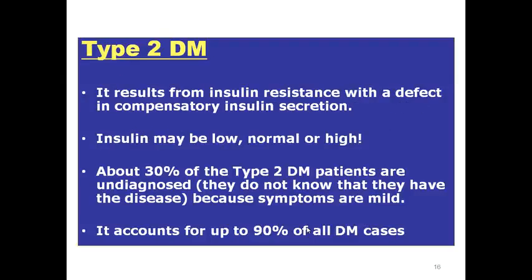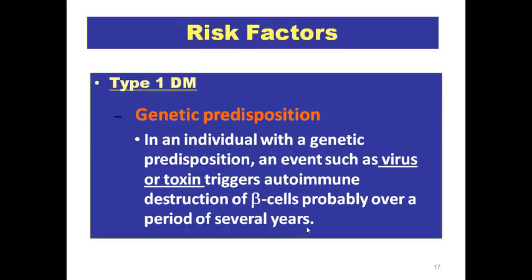Type 2 results from insulin resistance with a defect in compensatory insulin secretion. Insulin may be low, normal, or high. 30% of type 2 diabetic patients are undiagnosed. They don't know that they have the disease because it's mild. 90% of all cases of diabetes are type 2 diabetes.